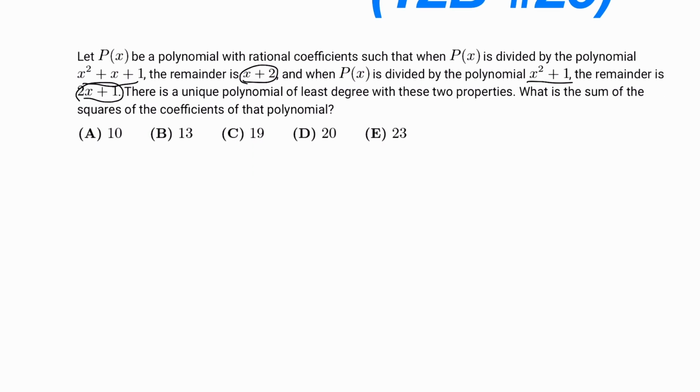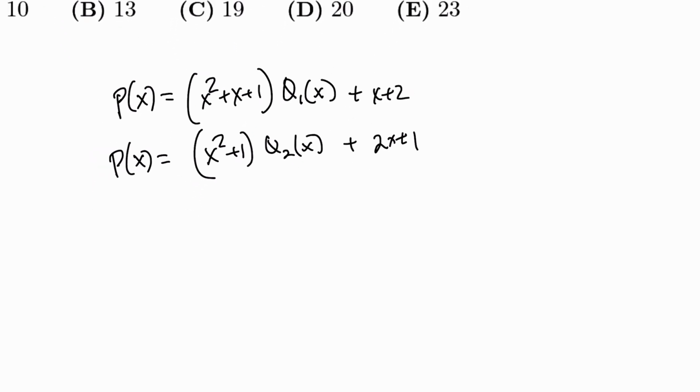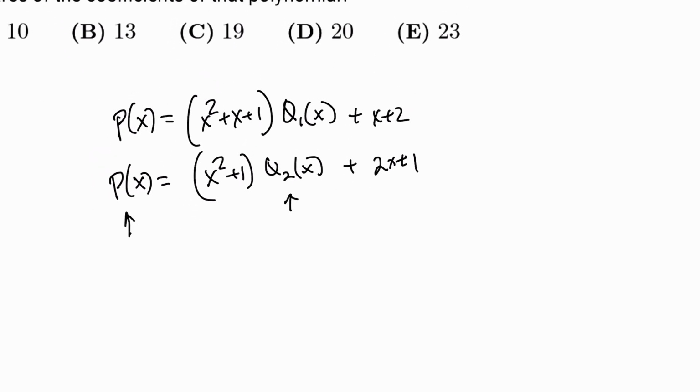Okay, so we know that p of x is equal to x squared plus x plus 1 times some other polynomial q1 of x plus x plus 2. And p of x is also equal to, you guessed it, x squared plus 1 times q2 of x plus 2x plus 1. So we want the least degree possible, right? So we want p to have the least degree.